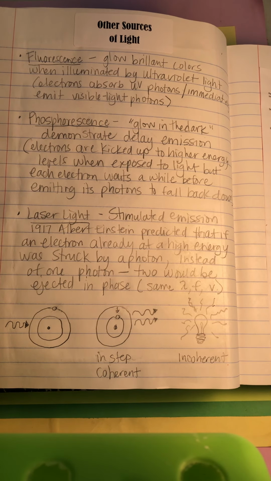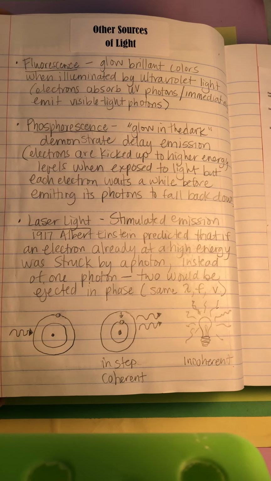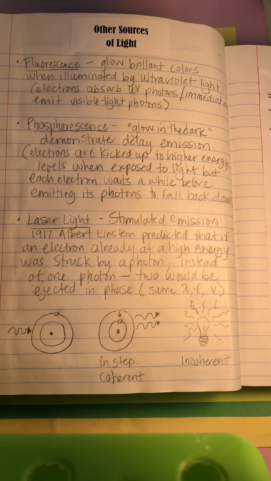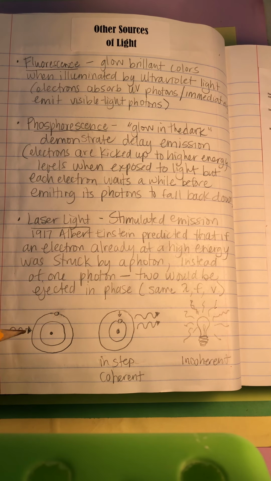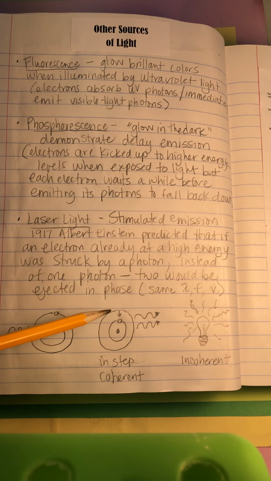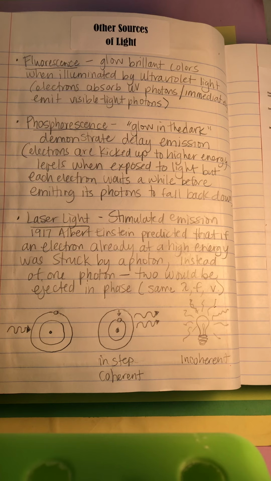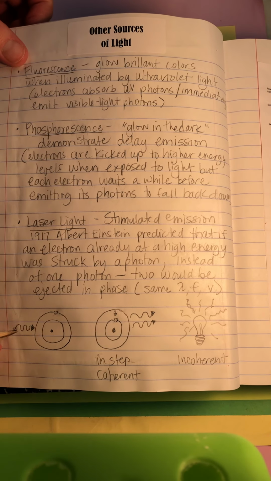Now, the history behind this is in 1917, Albert Einstein had predicted that if an electron already at a high energy state, so already bumped up, was struck by a photon, another form of light coming in, okay, so another little packet of light coming in, instead of one photon, then 2 would be ejected. So I could even just draw this little energy coming in as a photon. So another packet comes in.